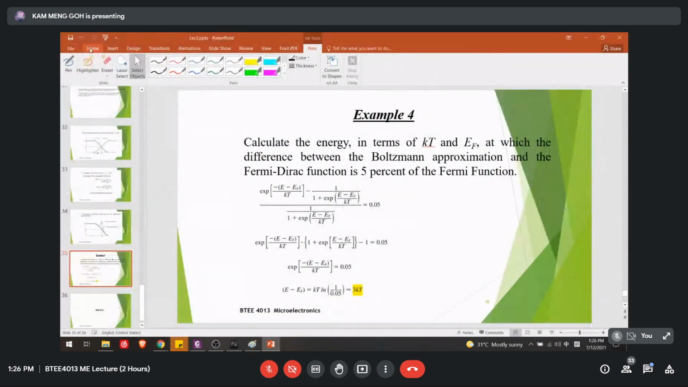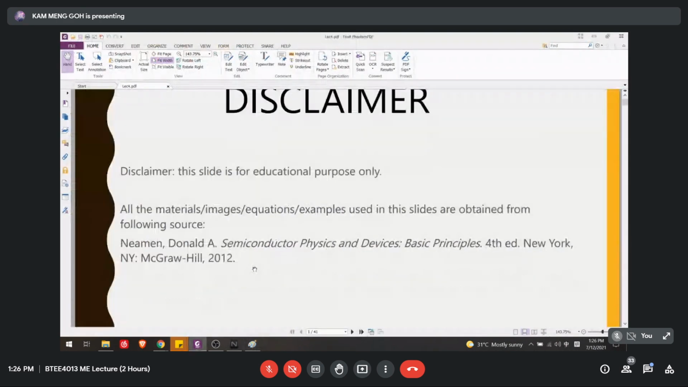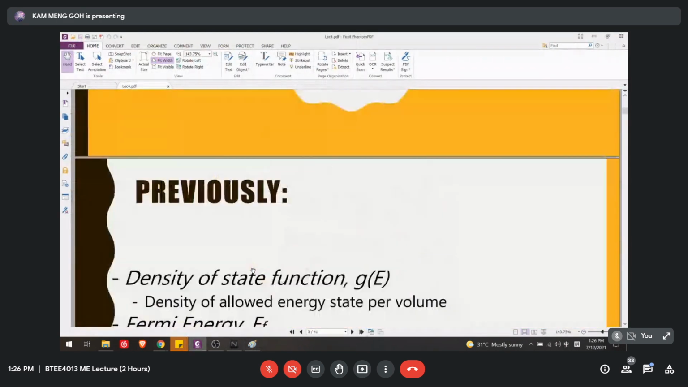When you multiply this thing up, move this to here, then multiply this and move it to here, you can get this. Eventually, in the end, your E minus EF will be more or less equal to 3 kT. So this is how we deal with the Boltzmann approximation. Okay, this is the content for the last lecture. So let's see the lecture for today.